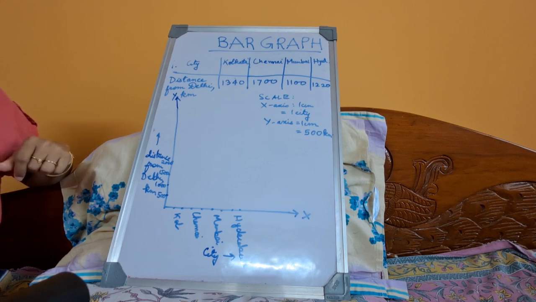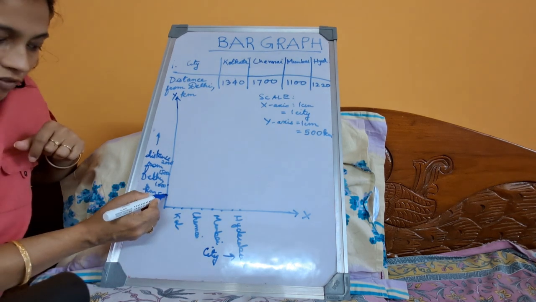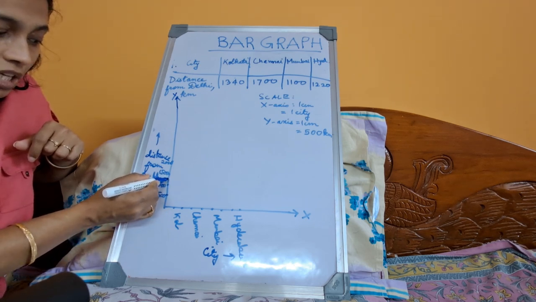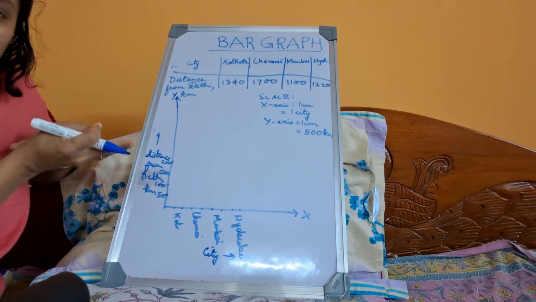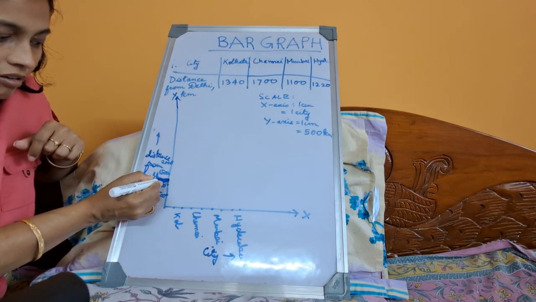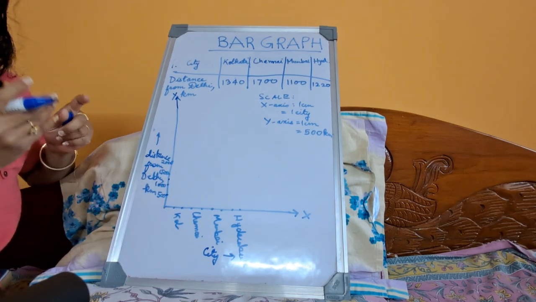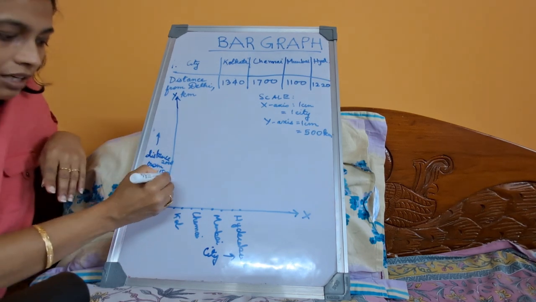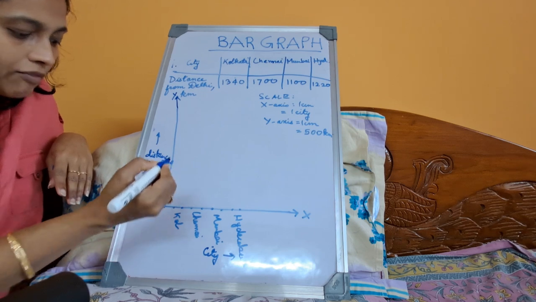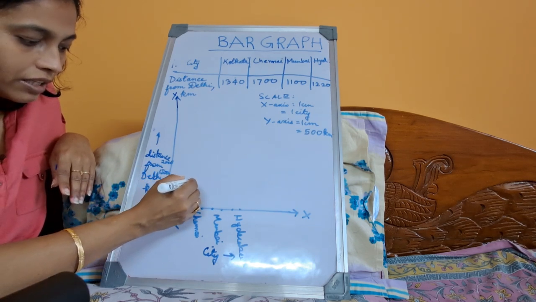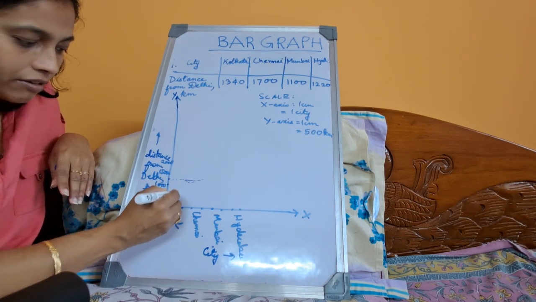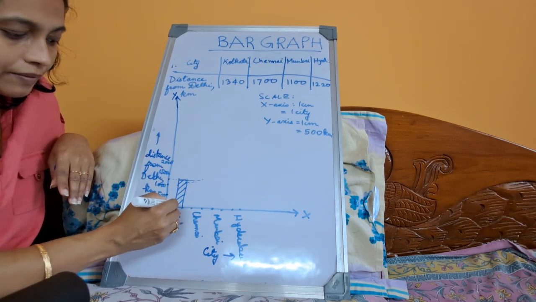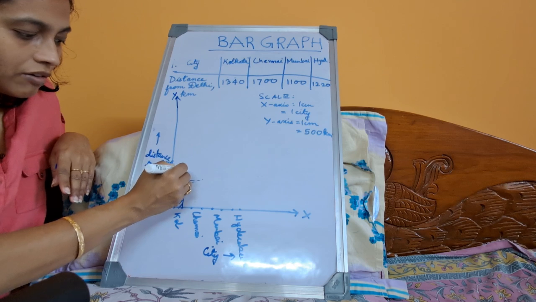So Kolkata is 1340. Now 500, 1000, 1340 will be 3 small squares, right? That will give me 1300. And between 1300 and 1400, those 2 millimeter squares, I'll take a midpoint. That gives me 1340. So I'll draw a thin line here and raise these two. So this gives me Kolkata, which is 1340.